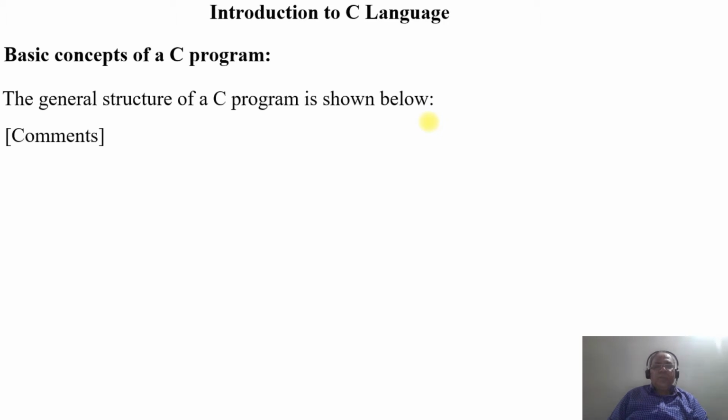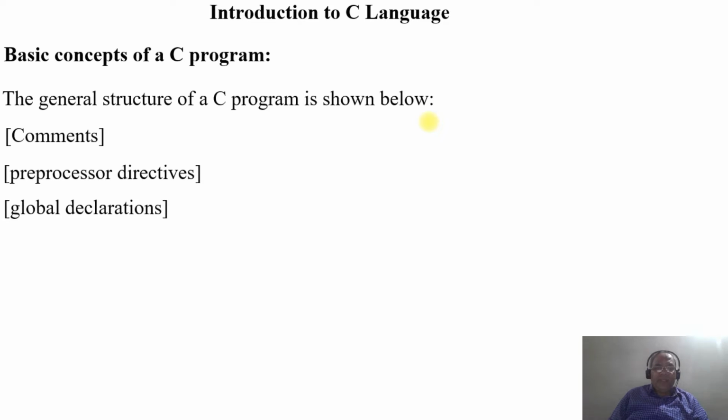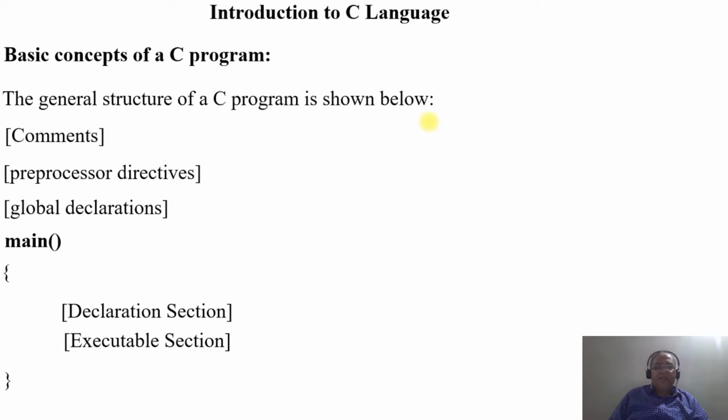Number one, we have the comments, and then comes the preprocessor directives. Then we have global declarations. Then we have the main function, with open braces, under which you have a declaration section, and then you have the executable section, and then close the braces. So this is the general structure of a C program: comments, preprocessor directives, global declarations, and the main function with a declaration section and the executable section.